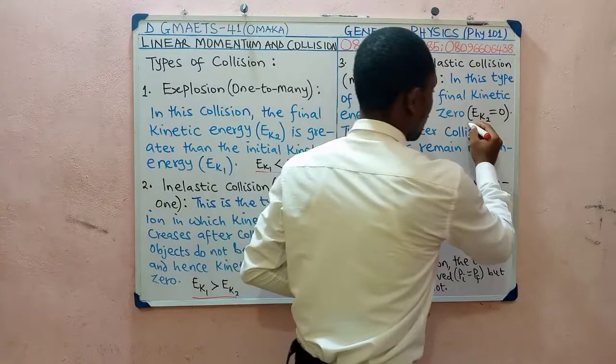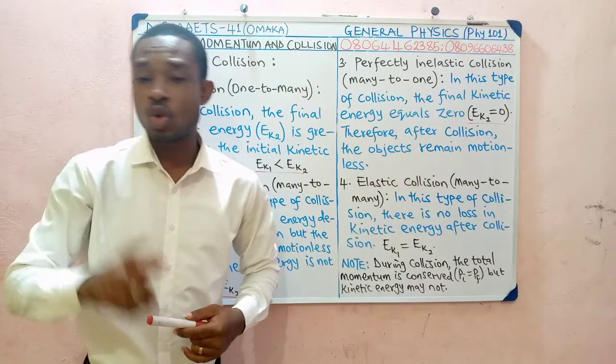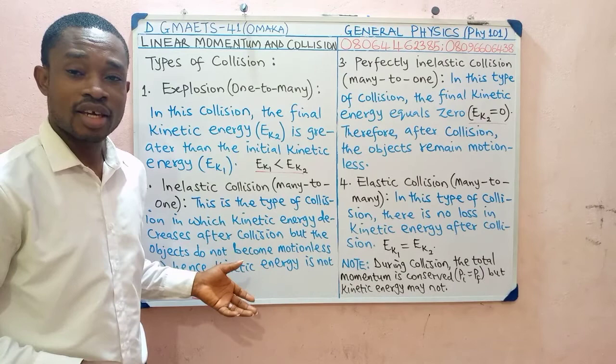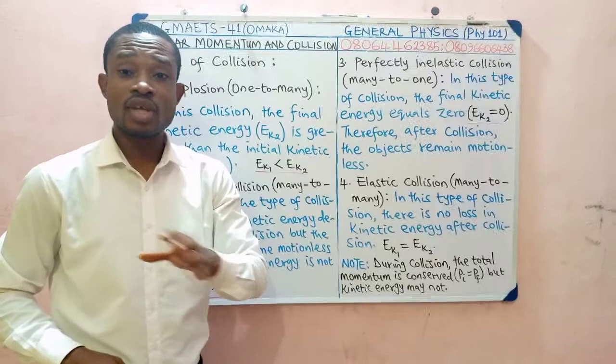Both inelastic and perfectly inelastic collision are many to one. The difference is, in inelastic collision, the final kinetic energy is not zero. But in perfectly inelastic collision, the final kinetic energy is zero. And hence, the object becomes motionless after collision.